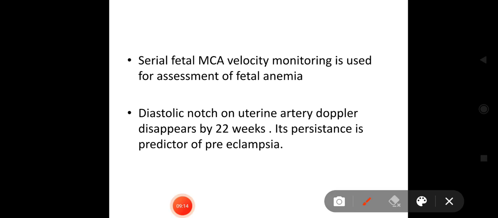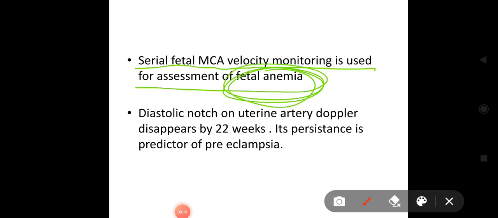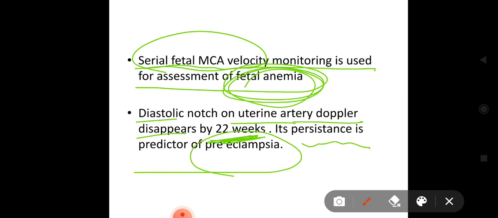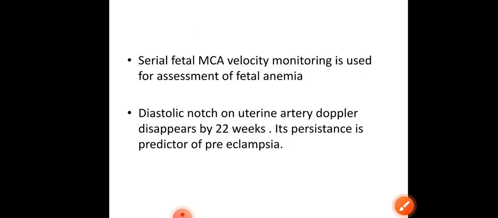Now serial fetal MCA velocity monitoring is used for assessment of fetal anemia. In case of fetal anemia, what is done? Serial fetal MCA velocity monitoring is done. The diastolic notch on uterine artery Doppler disappears by 22 weeks. If it persists, then it's a predictor of preeclampsia. So which of the following are predictors of preeclampsia? The persistence of the diastolic notch on uterine artery Doppler after 22 weeks of gestation is a predictor of preeclampsia.